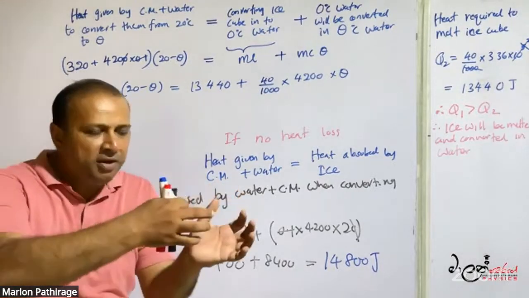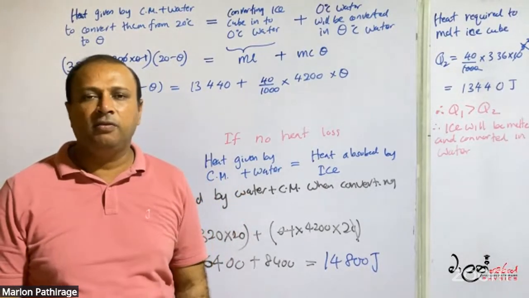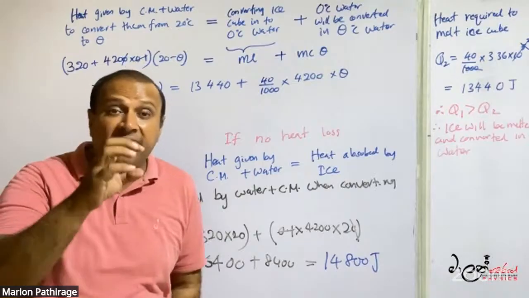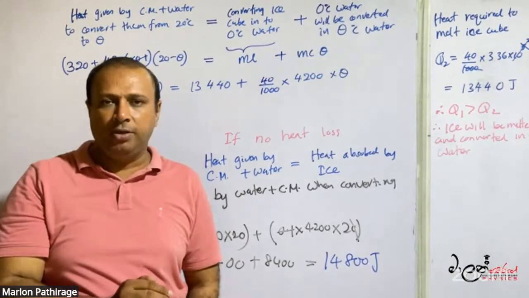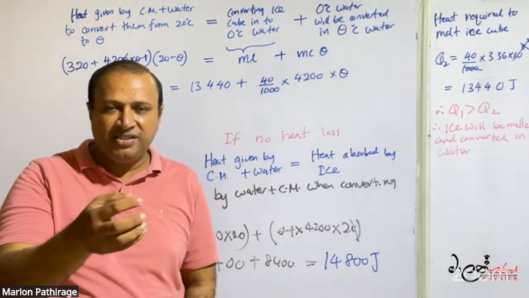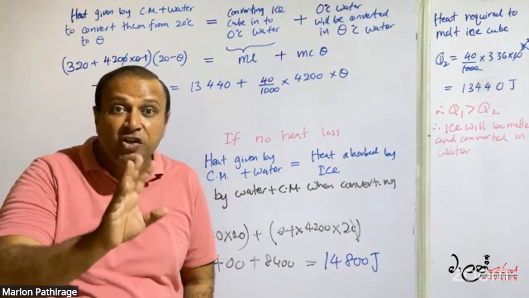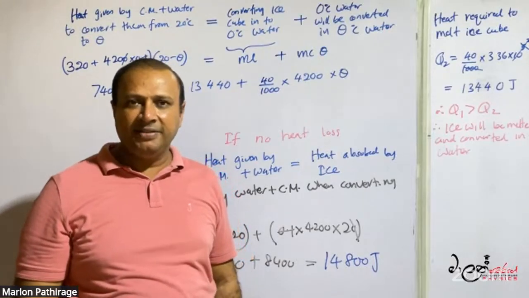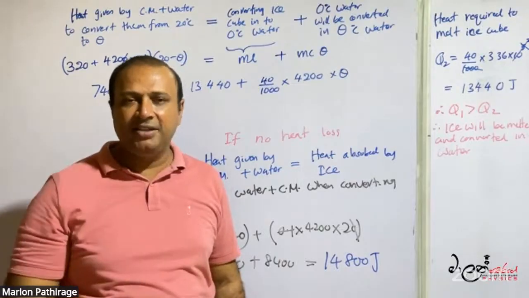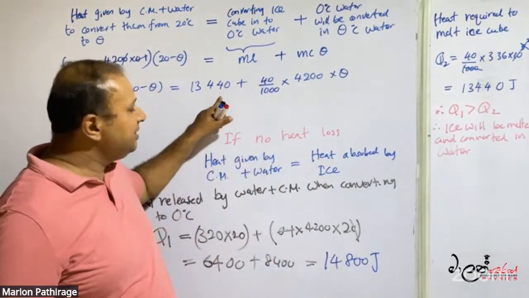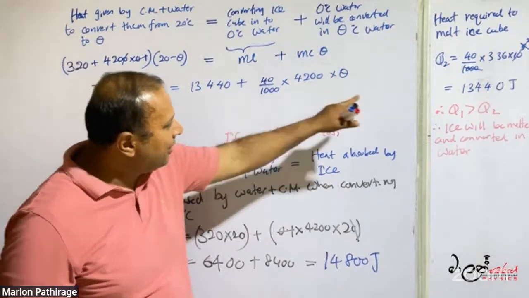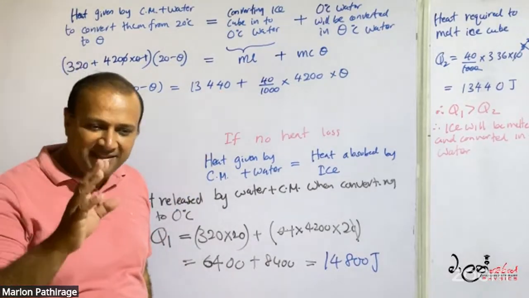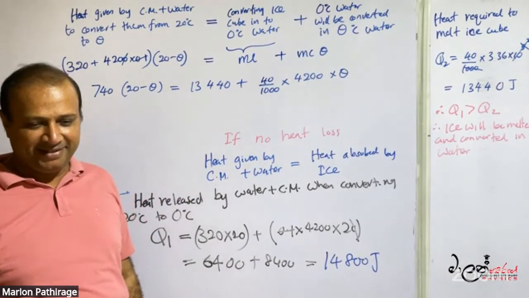Next, with the heat given by the calorimeter and water, what happened to the ice? The ice melted first. 0 Celsius ice will be converted into 0 Celsius water. Then that heat is equal to mL. We have calculated that thing. mL is 13,440. Is that clear? Okay.